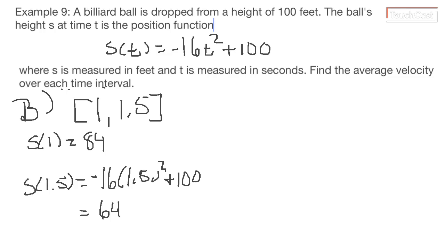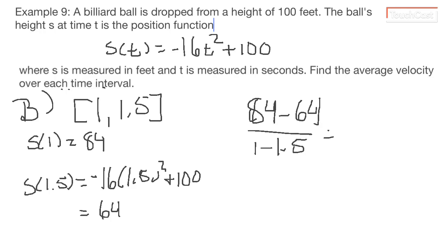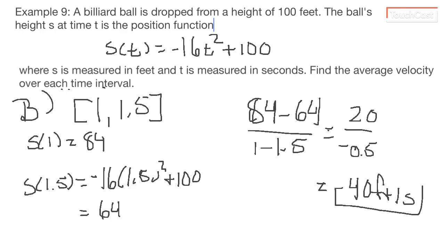So now we're going to find the slope. We're going to go 84 minus 64 over 1 minus 1.5. So we're going to have 20 over negative 0.5, which comes out to be negative 40, which means the average velocity is negative 40 feet per second, which means this ball at or between 1 second and 1.5 seconds is falling at 40 feet per second.